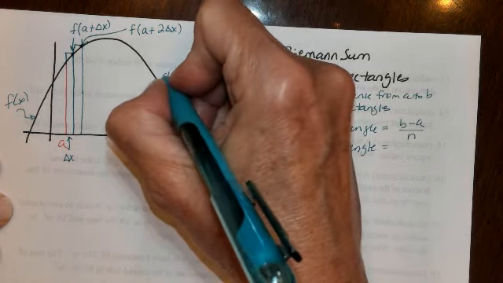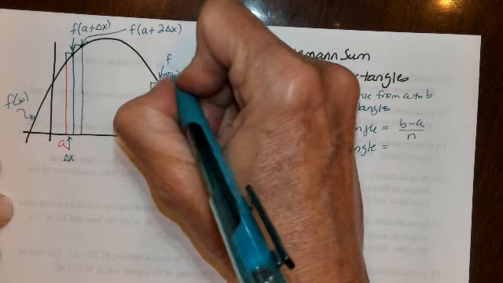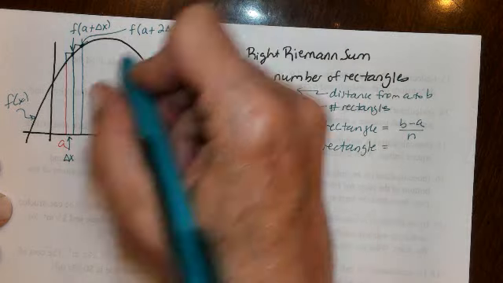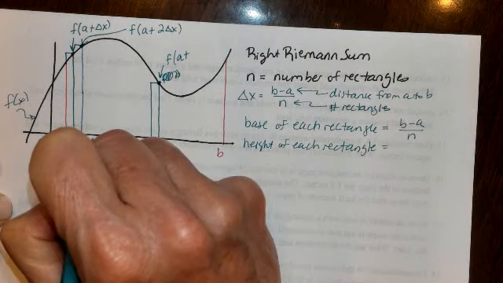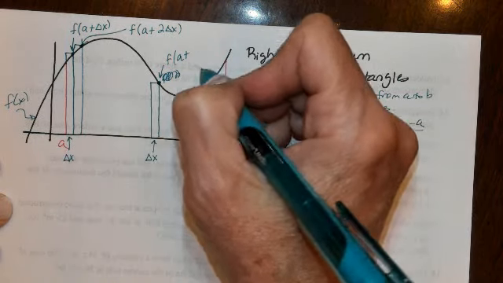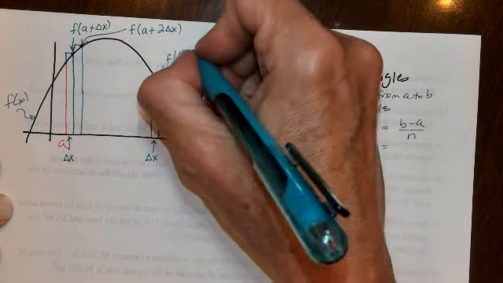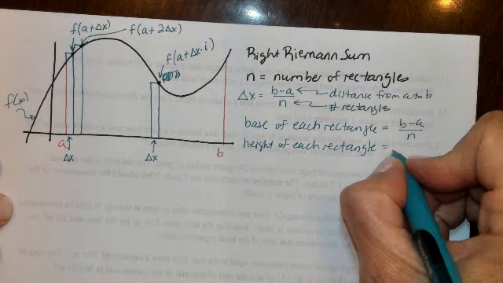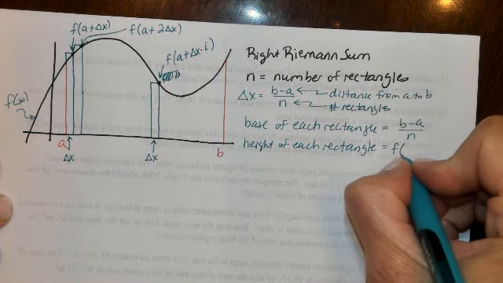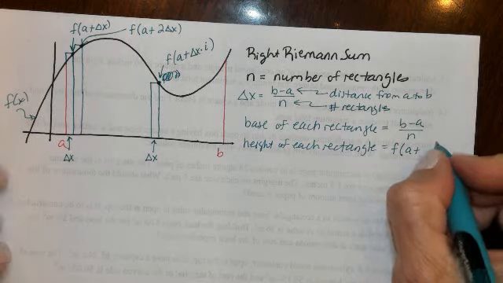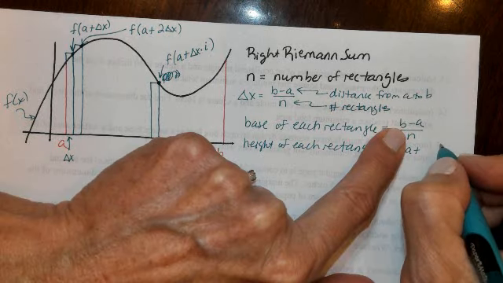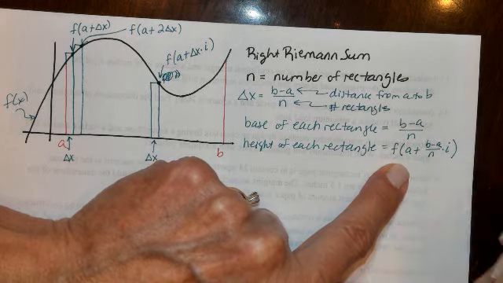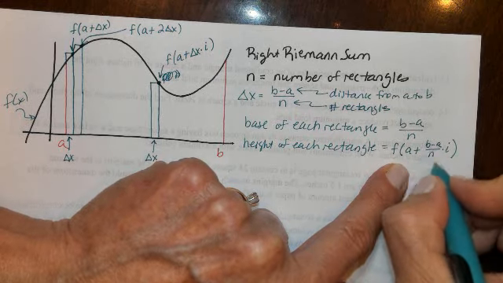So this one over here that we were looking for, that will be a plus some number, whatever rectangle we're on, right? I'm going to call that i. i will be the number of the rectangle that we're on, and it's going to be delta x times i. That will be the height of each rectangle. f at a plus delta x, which I can put b minus a over n in for, right? Times i. That's the delta x right there.